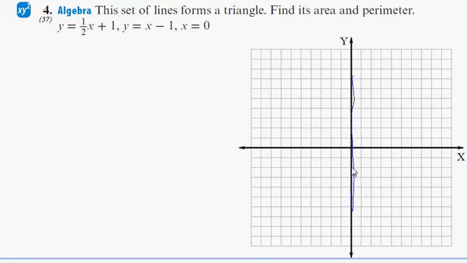So here's x is equal to 0. I'm going to make it heavy enough so that you can see. Yes, it's kind of messy, but you get the drift. Okay, the next one, let's do this one next: y is equal to 1/2 x plus 1.